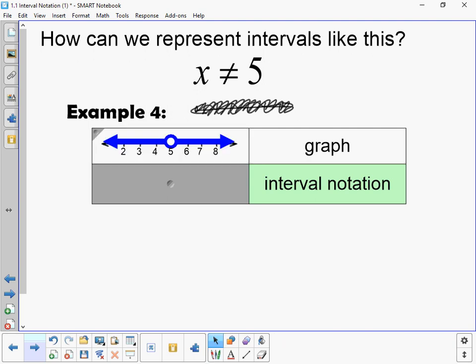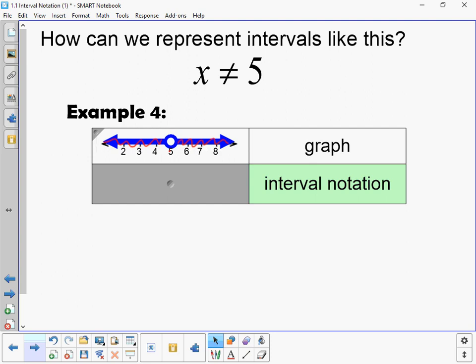So on the graph, we just put a circle around that one value that x cannot be. It could be anything over here. It could be anything over here. It cannot be 5. X cannot be that value of 5. So this graph shows x cannot equal 5.